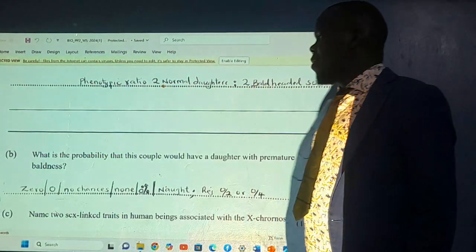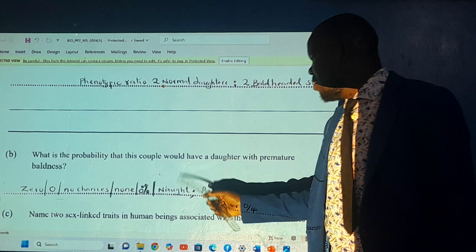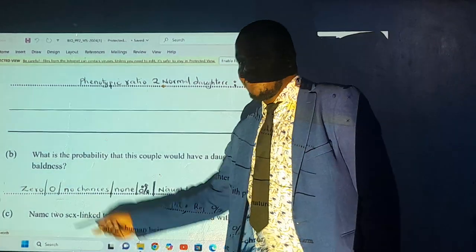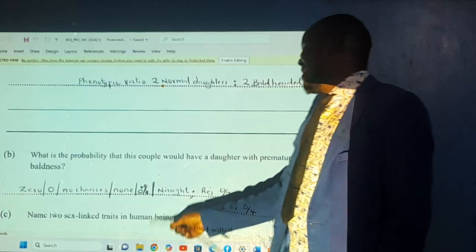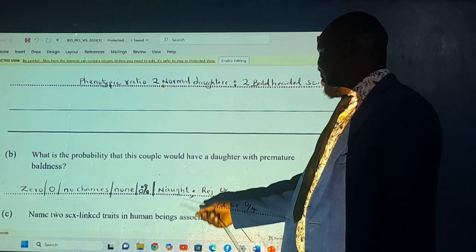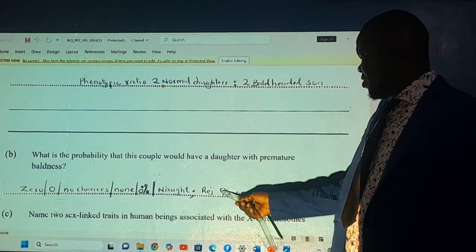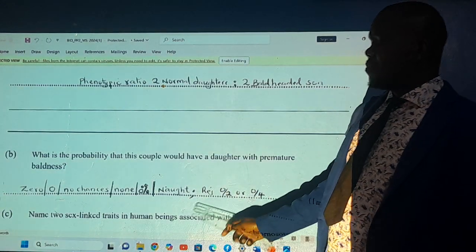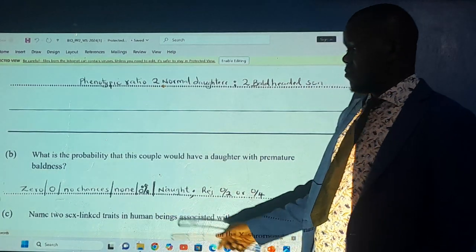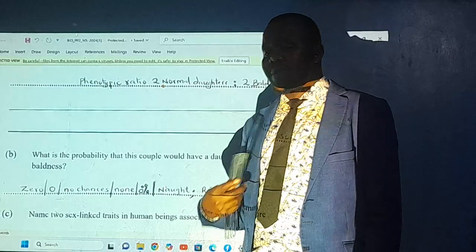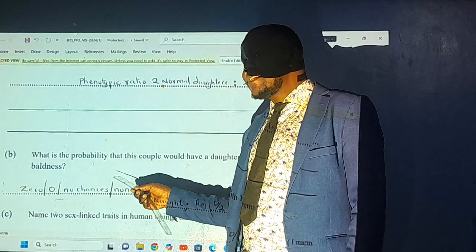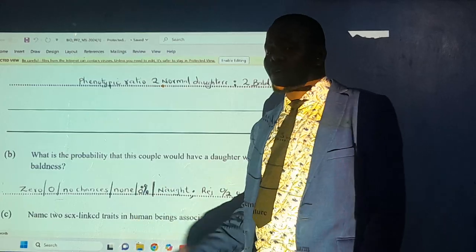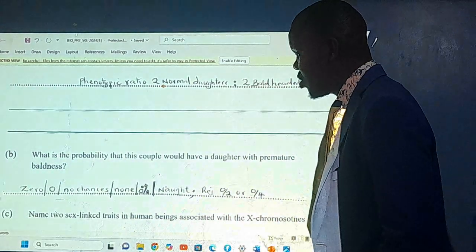B: what's the probability that this cub would have a daughter with premature baldness? It's 0. No chances. 0%. We reject 0/2 or 0/4. We are not asking for a reason today, but tomorrow you might be asked. The reason is that premature baldness is only linked to the Y chromosome, not the X chromosome.